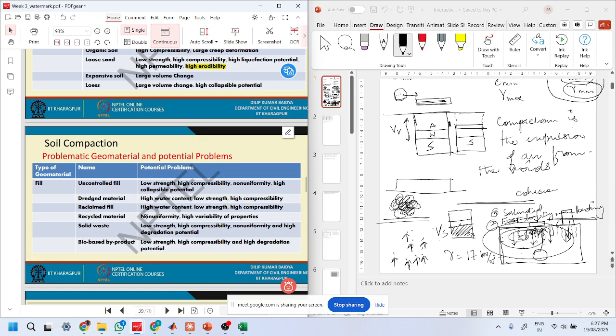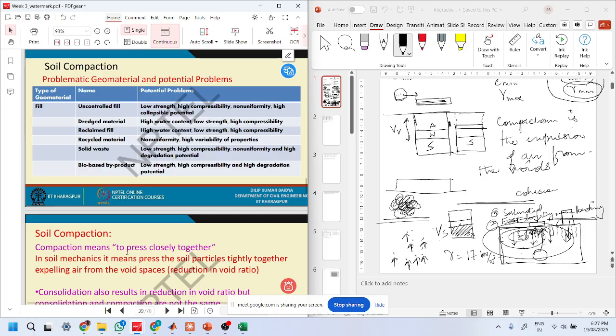Reclaimed fill can be anything on which you have done some construction, and now you have demolished that construction. Recycled material can be different types of materials that we talk about. For example, sometimes we use fly ash or any kind of particulate material, even MSW, municipal solid waste, and bio waste, byproducts.